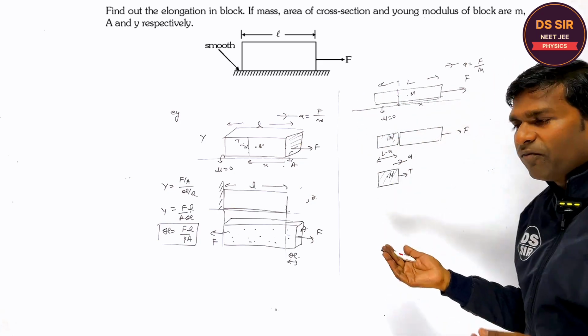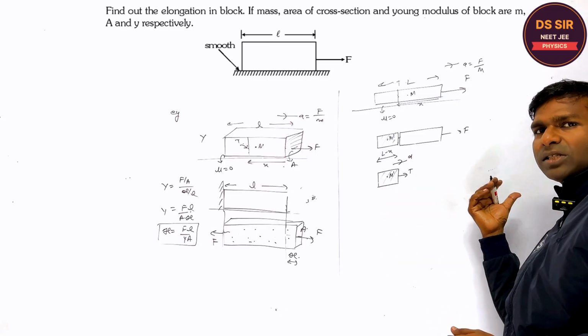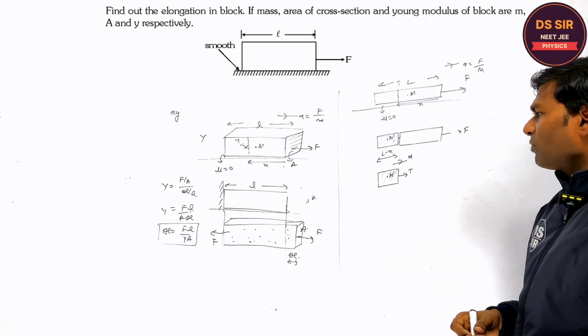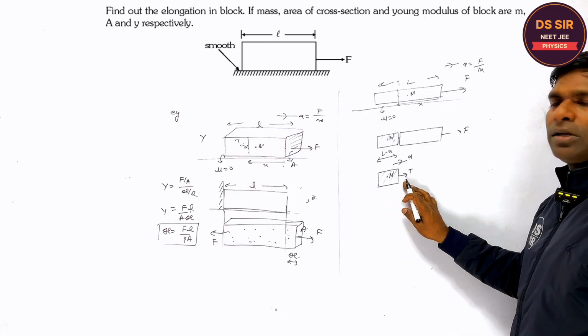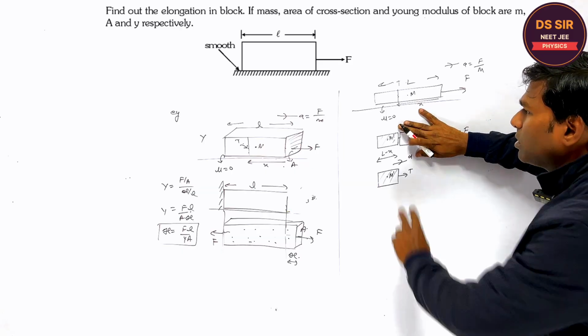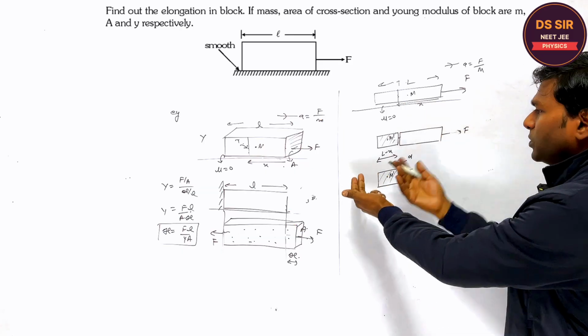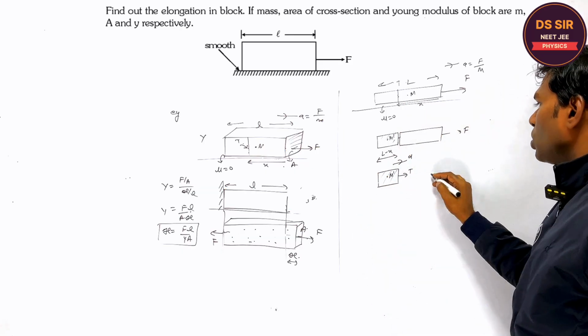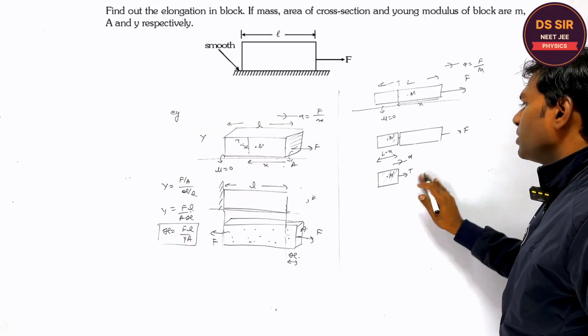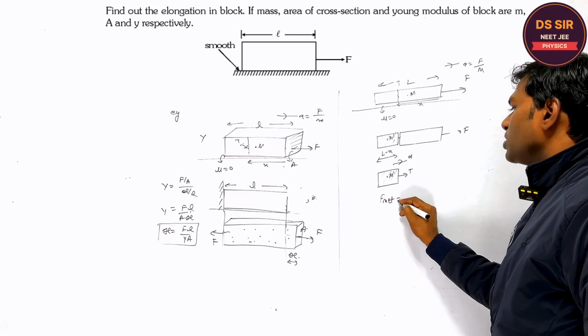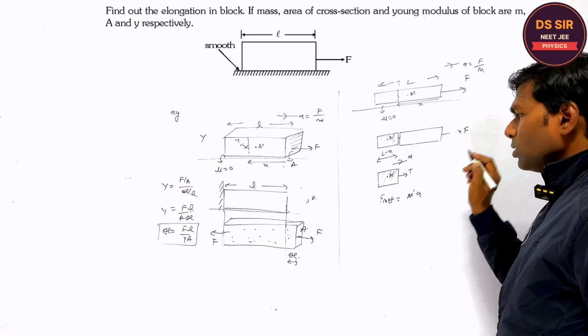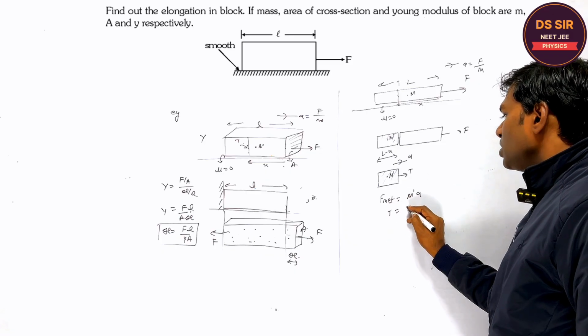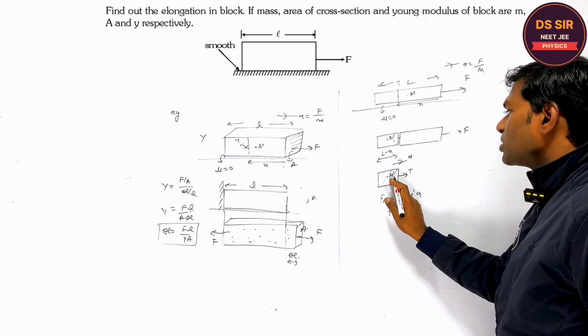So what is the force acting upon this portion which is taking it in the forward direction? The tension applied by this portion on this portion. That is why it is moving. So now you may write F net is equal to what? Is equal to m dash into a. What is F net? Only the tension. What is the m dash?